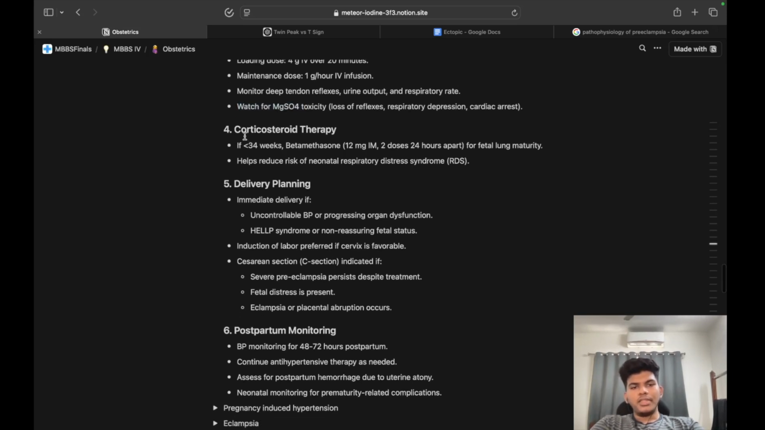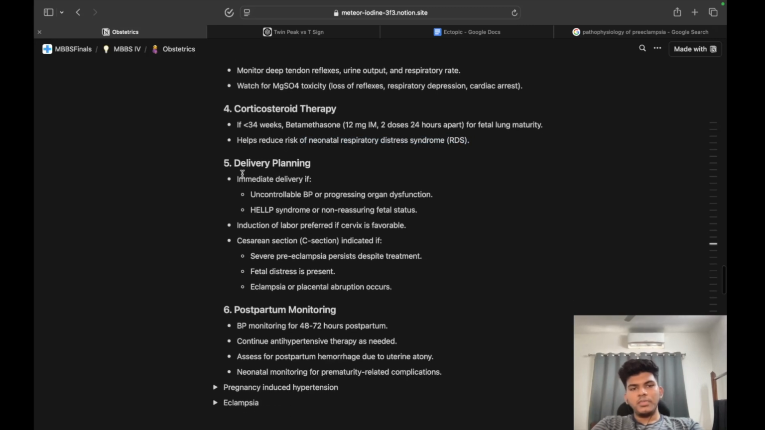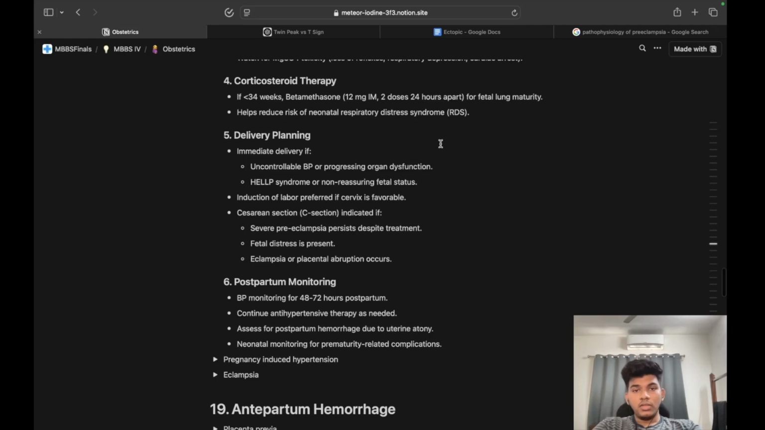Coming to corticosteroid therapy, if less than 34 weeks, betamethasone 12 milligram IM, 2 doses 24 hours apart for fetal lung maturity, helps reduce the risk of neonatal respiratory distress syndrome. Then coming to delivery planning, immediate delivery if. So we have seen in case of premature, what do we do? In case we have to deliver, we give betamethasone for respiratory distress.